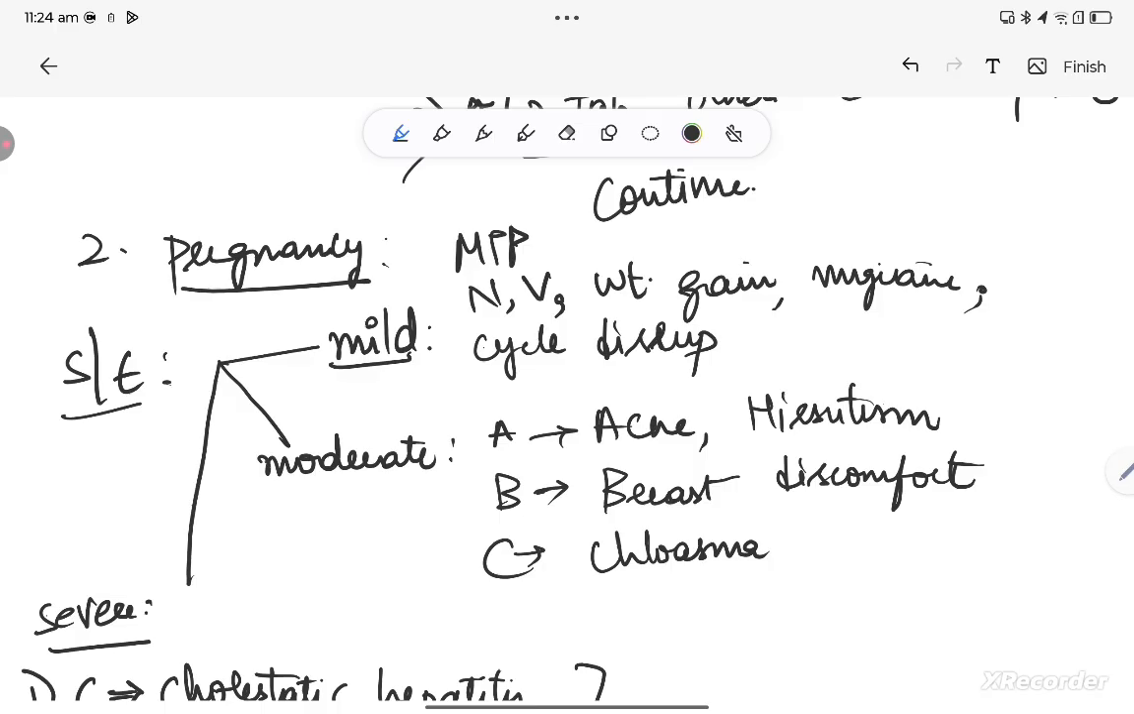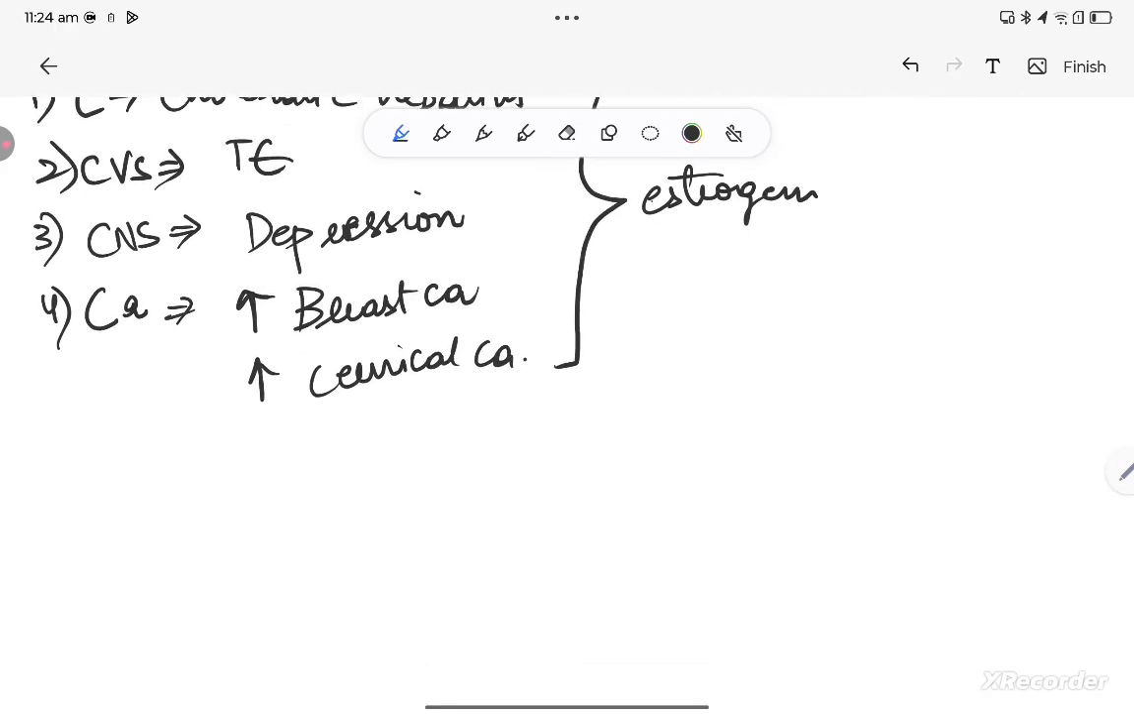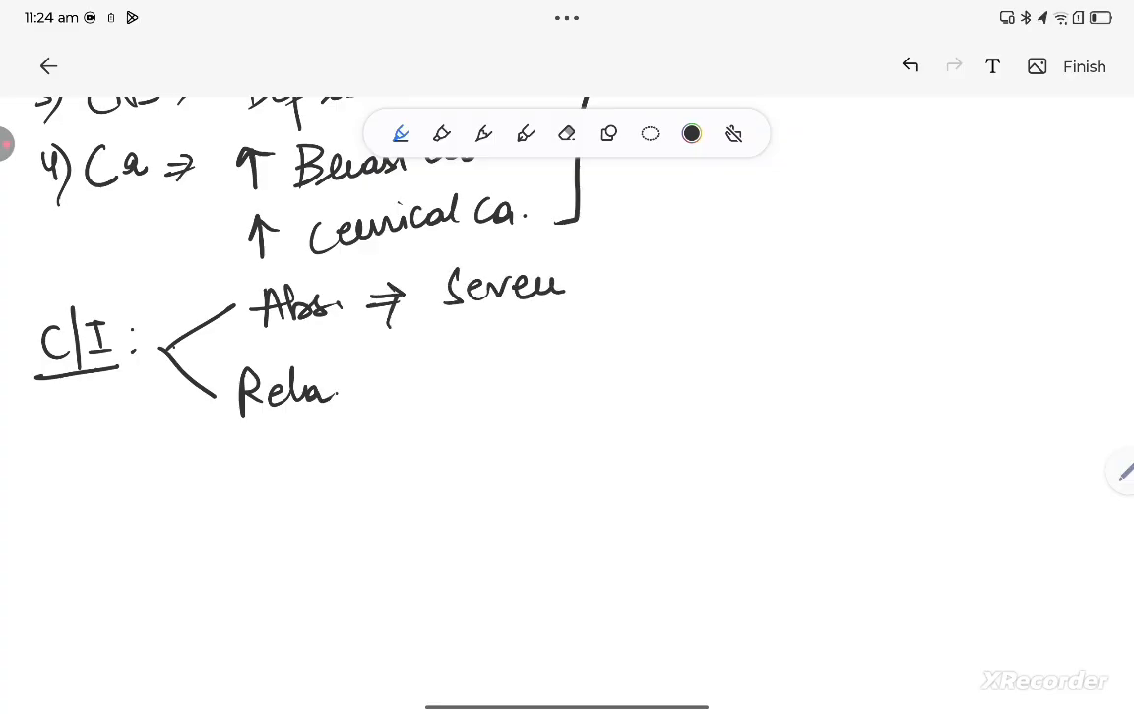Now, with this background, let us talk about contraindications. See, there are many absolute contraindications and relative contraindications that we will read. Basically, all severe side effects come under absolute contraindication. Along with this, relative contraindications mainly include obesity, diabetes, hypertension. Clear? Now, what are the drug interactions?